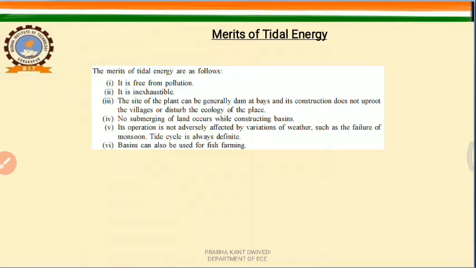The other one is that the site of the plant can generally be damp at base, and its construction does not uproot the villages or disturb the ecology of the place. This is a very important characteristic of this system. It does not cause any type of flood. It does not disturb the population. That's why it is a very important characteristic of this type of system.